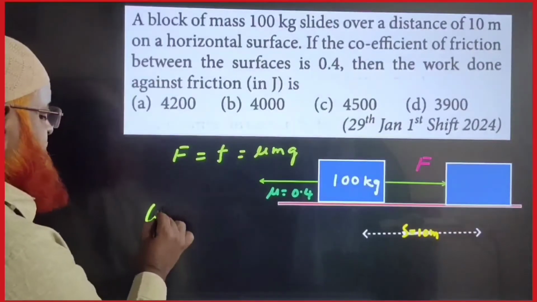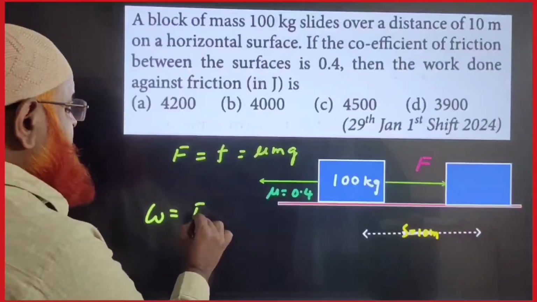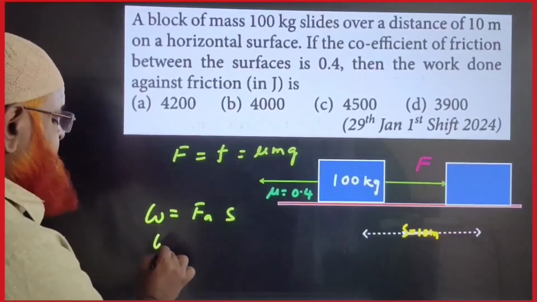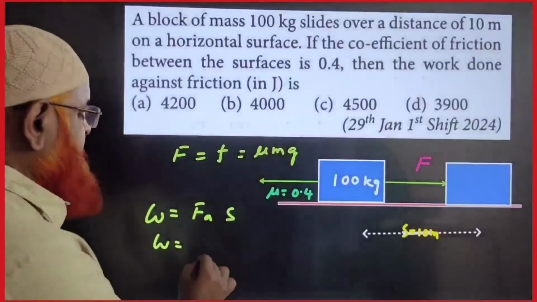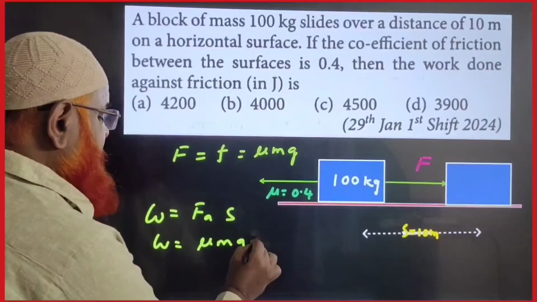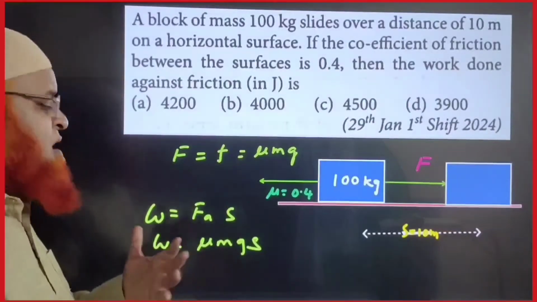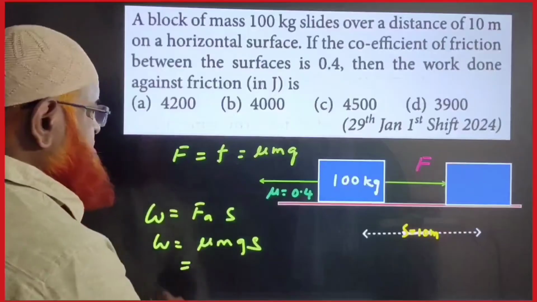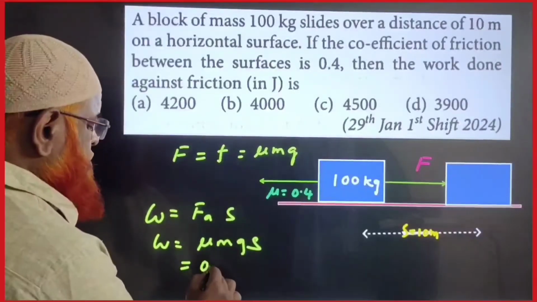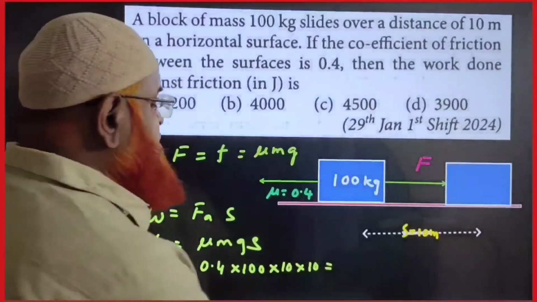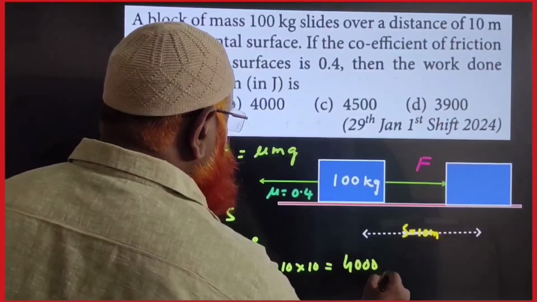And he is asking us to find out the work done, which is nothing but applied force into displacement. And you all know applied force is nothing but mu mg. This is a shortcut formula. You can just apply and get the answer in a super simple way. That's it. Here 0.4, and your answer is going to be 4000 joules.